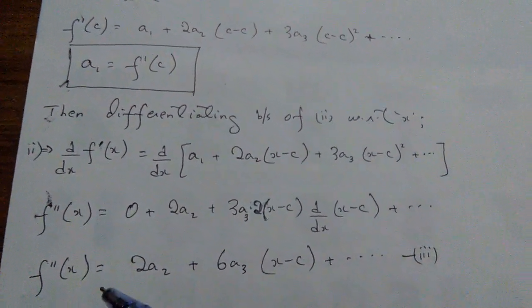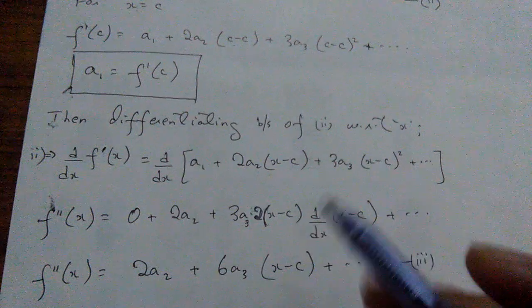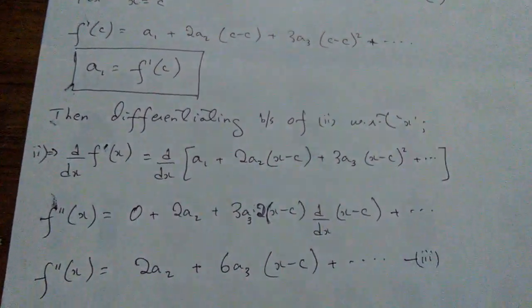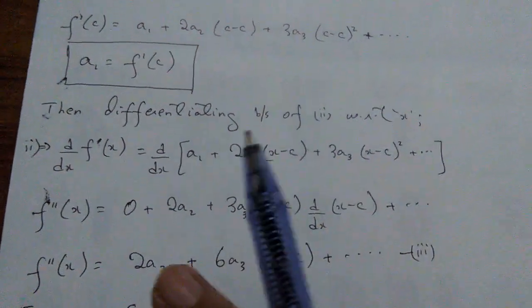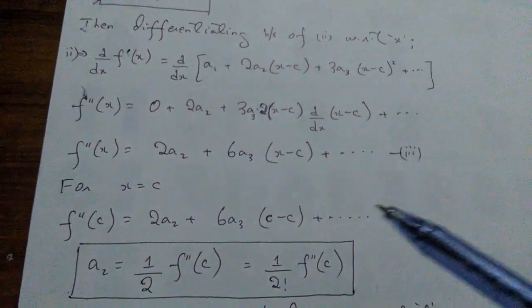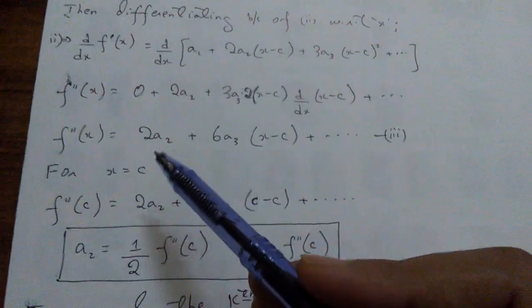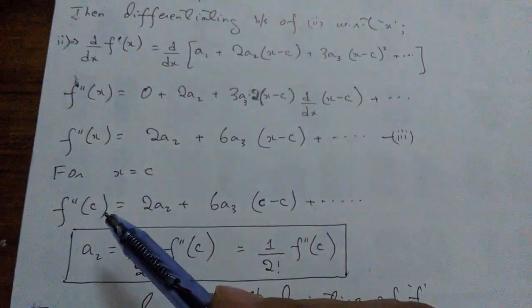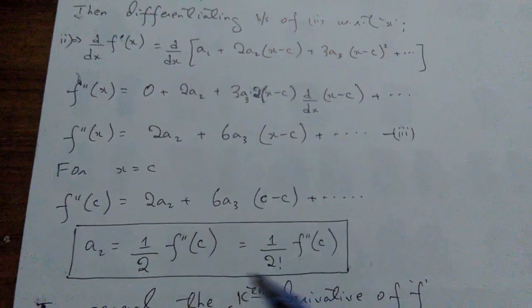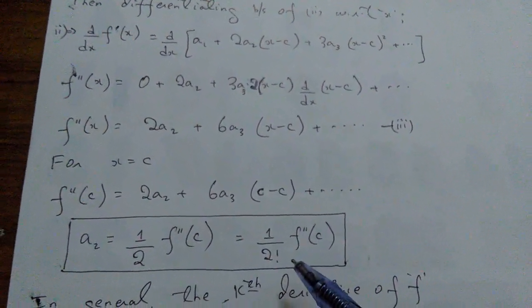And then I once again replace my x with my c. So this term is going to vanish, and all the terms right after this one will also vanish. We are having simply 2a2 here. So this shows that our a2 is equal to f double dash c upon 2, and I replace my 2 with 2 factorial.